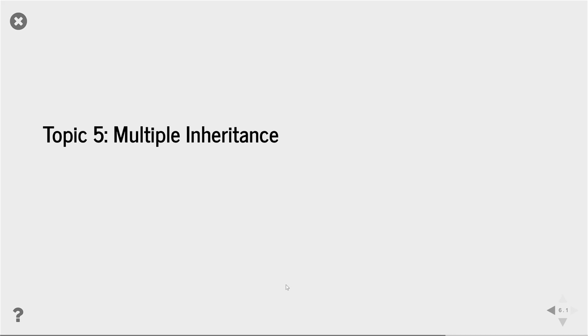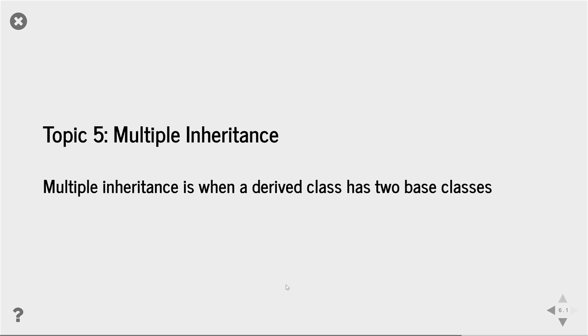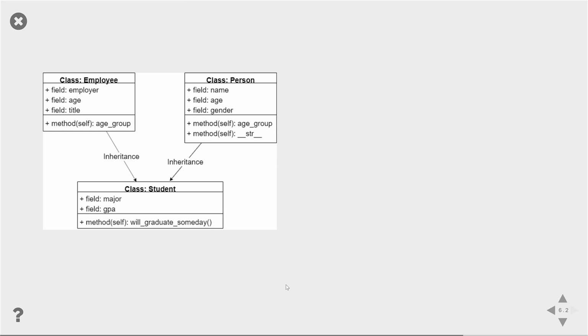Okay, last topic for today, multiple inheritance. This is where things can get a little more complicated. Multiple inheritance is when a derived class has two base classes. So, UML of this, here's an example of what we utilize. We've got a class of employee, we've got a class of person, and then we've got a class of student that inherits from both of these parent classes.